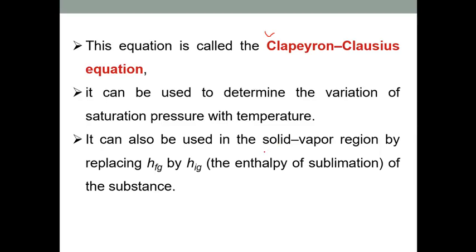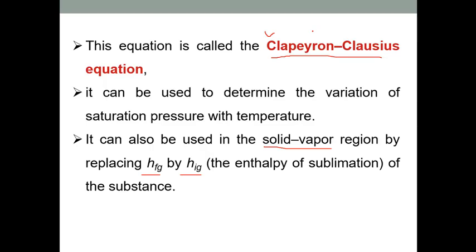And the other one is that we can extend it to the solid-vapor region, if we replace HFG with HIG, because we have adopted two major approximations. One of them is that at low pressure VG is much higher than VF, so VFG is equal to VG. The second approximation is that if we apply the ideal gas equation, then we can calculate the value of VG. If we put that value in, we'll get the Clausius-Clapeyron equation. So from it, not only can we determine the value of HFG, we can also extrapolate the data. We can calculate the unknown saturated pressure or unknown saturated temperature.